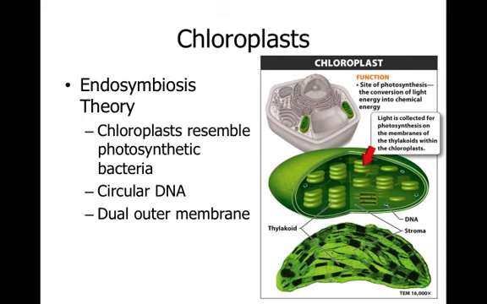Then our third difference between our animal cell and our plant cell are the chloroplasts. So we only find chloroplasts in plant cells. Remember that the chloroplast is part of our endosymbiotic or endosymbiosis theory because chloroplasts resemble photosynthetic bacteria. So as that implies, our chloroplast is actually the site of photosynthesis.